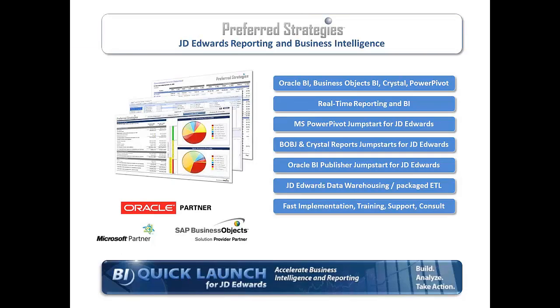So Preferred Strategies, we started this company in 2002 to help J.D. Edwards customers get information out of the system. Started around Crystal Reports, then as Crystal got acquired by Business Objects, expanded to the full suite of Business Objects as well as Crystal, and then some of the ETL elements for options for feeding data outside of the transaction system for reporting as well. And then over the last few years, we've expanded into the areas using Oracle BI Publisher, and what we're looking at here today, Microsoft products with the front end of PowerPivot, which we're going to demonstrate today.